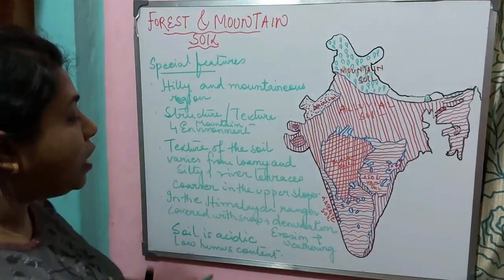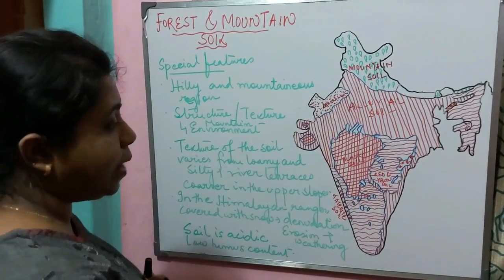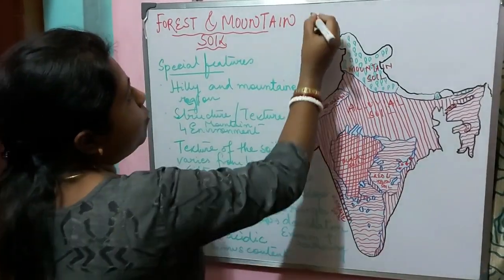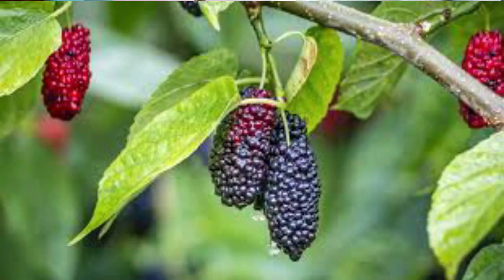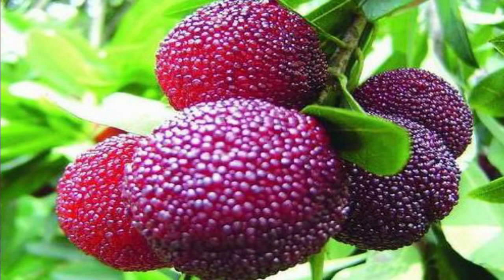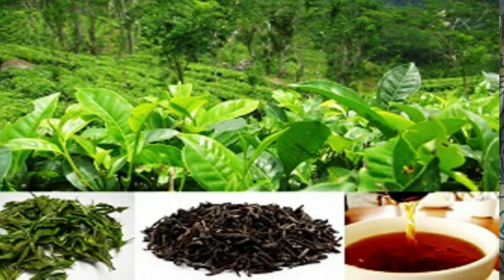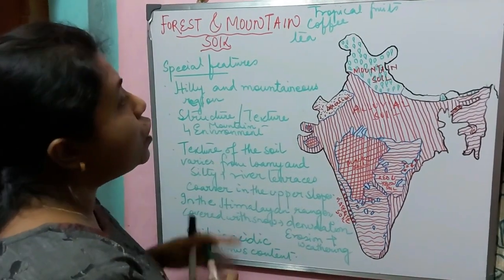Then what type of crops can be grown in this type of soil? We can grow tropical fruits. What else can we grow? Coffee and tea can be grown in this type of soil.